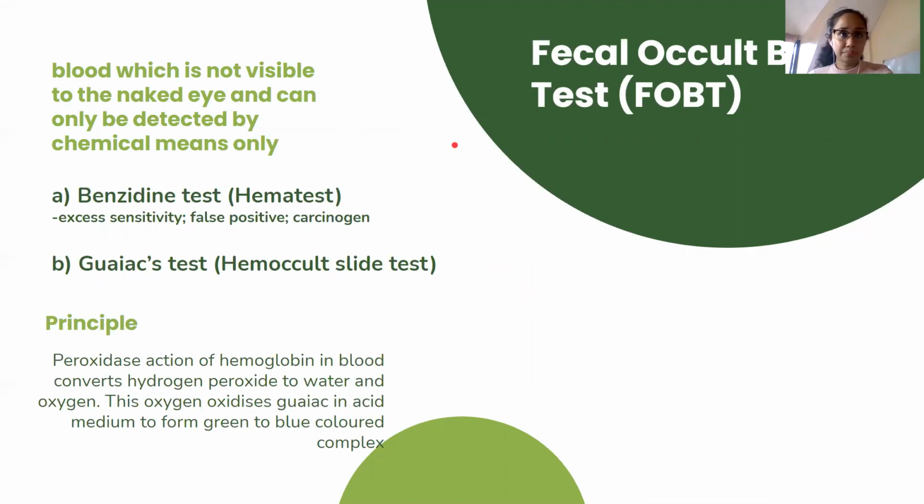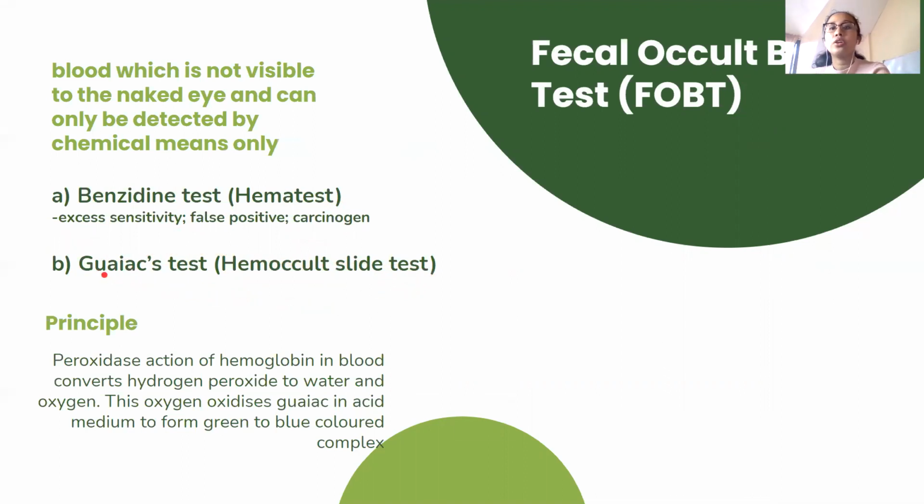So, class, the benzidine test is actually obsolete already, because of its excess sensitivity. It's so sensitive that there are so many false positives that once you eat meat products, you can become positive. So, this benzidine test is obsolete. And what's worse is benzidine is a carcinogen. So now, what's accepted is your guaiac test or hemoccult slide test.